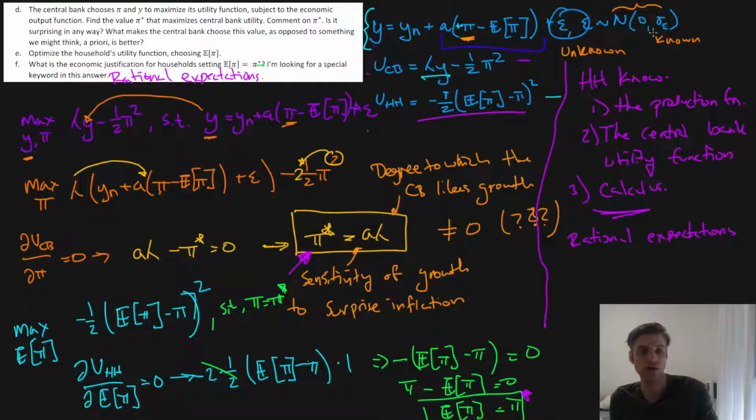Okay, so the households and the central bank know that the mean is 0, and they know that sigma epsilon is the standard deviation, but they don't know the precise value that this epsilon will take. Okay, but all the parties involved know everything else about the model.